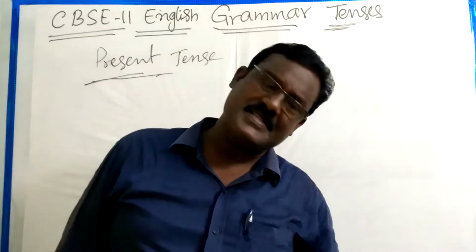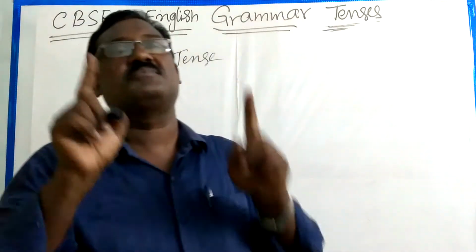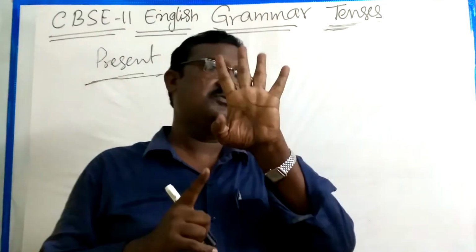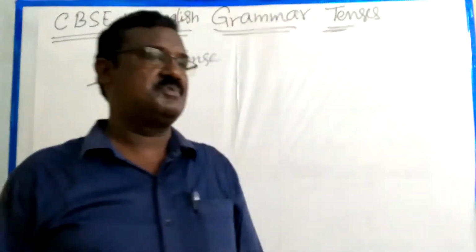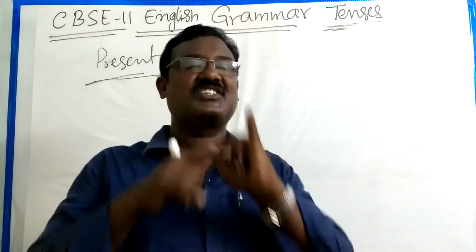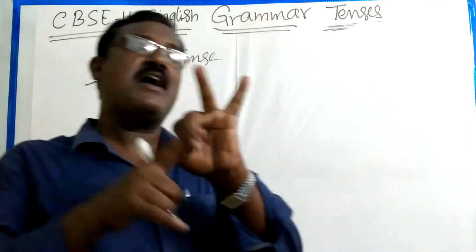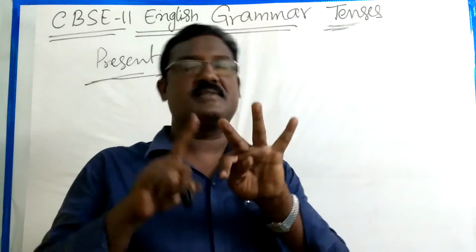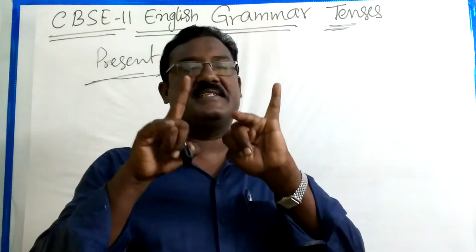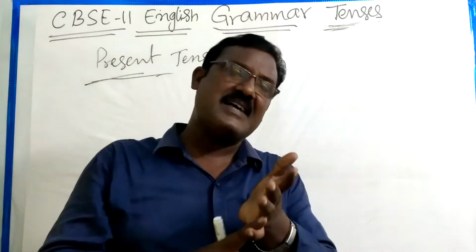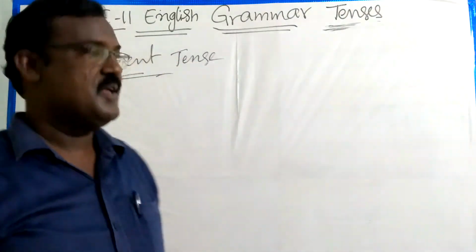So if you take into consideration how many types of verbs there are in the English language, here we can divide them into three main verbs: be forms, have forms, and action verbs. Be forms have present tense, have forms have present tense, and the action verbs also have present tense. In the same way, past and future tenses they also have.